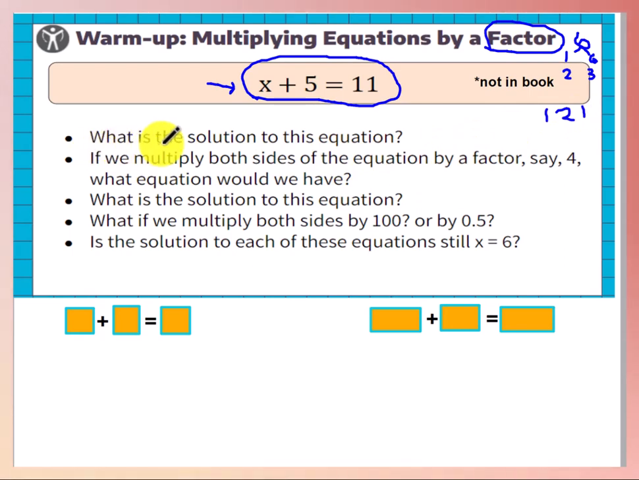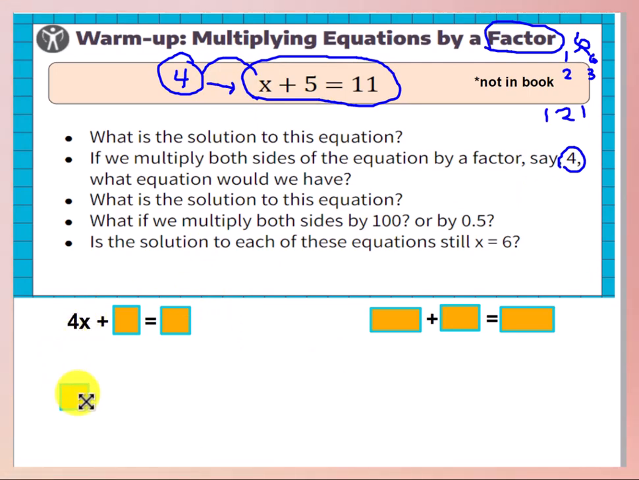It's asking, what is the solution to this equation? If we multiply both sides of the equation by a factor, I'm just going to pick the factor 4. What equation would we have? So the way that we do that is we take that factor 4 and we multiply every term by 4. So 4 times x, what would that be? Write it down in your workbook on page 121. All right, but we can't stop there.